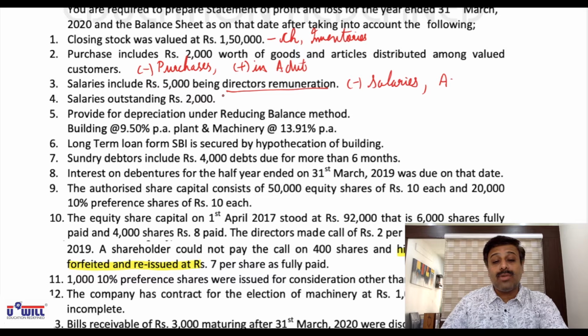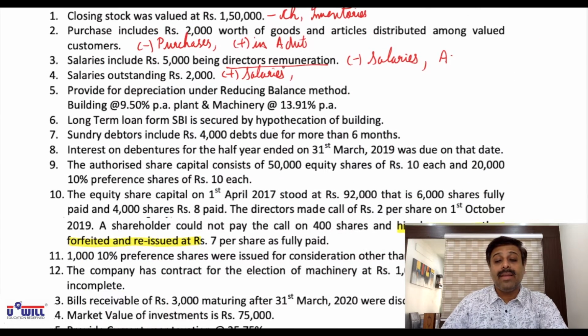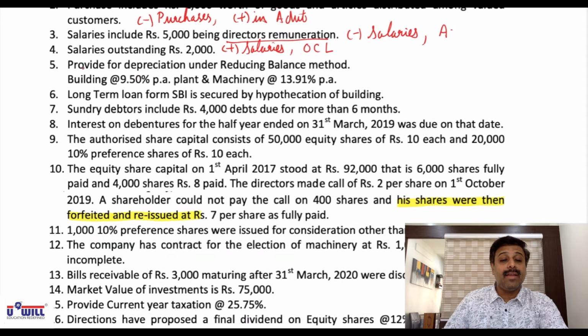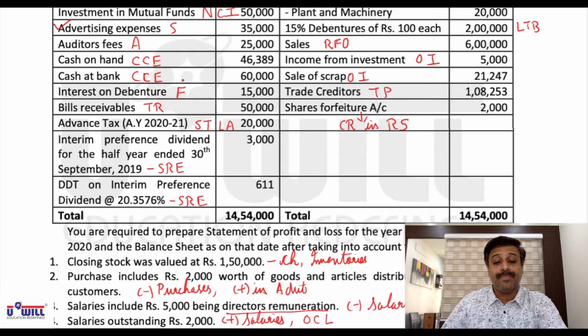Salaries outstanding 2,000, so one effect is plus in salaries. So put one more tick on salaries. Two ticks means there are two adjustments. And the second effect will be shown in other current liabilities. Provide for depreciation under the reducing balance method on building and plant and machinery. So minus from tangible fixed assets, and the second effect is depreciation and amortization. Put a tick on building and plant and machinery.